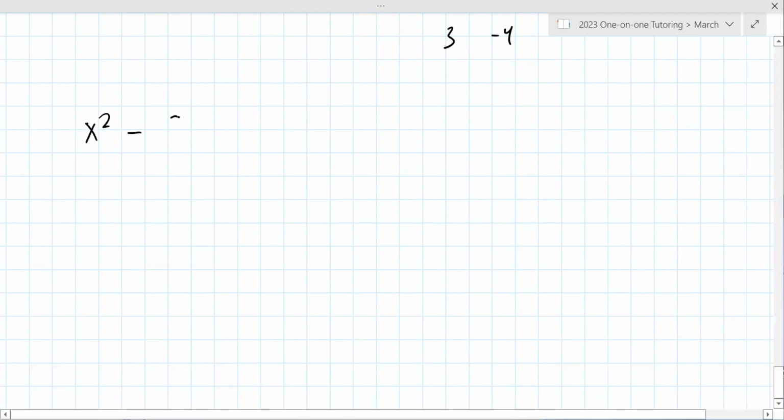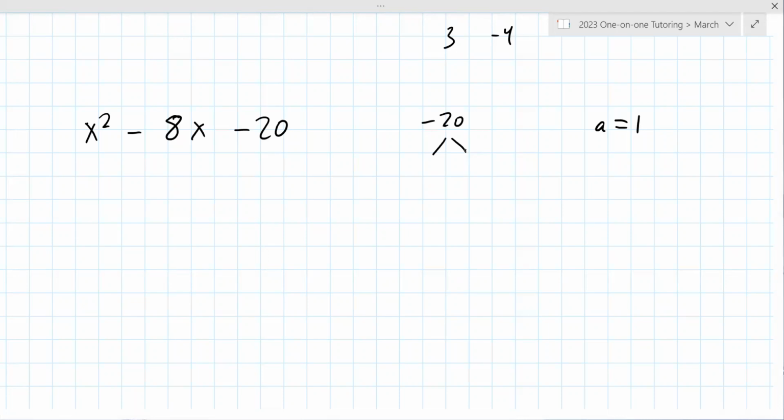Okay, well, x squared minus 8x minus 20. Like this? Yes. So this is an a equals 1. There's a 1 in front of the x squared. So you're looking for two numbers that multiply to negative 20 but add to negative 8. I want you to try this one on your own. See if you can come up with those two numbers that multiply to negative 20 and then add to negative 8.